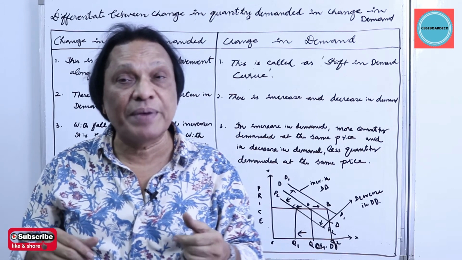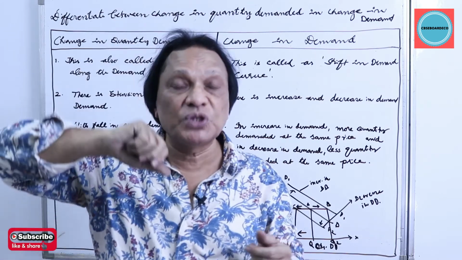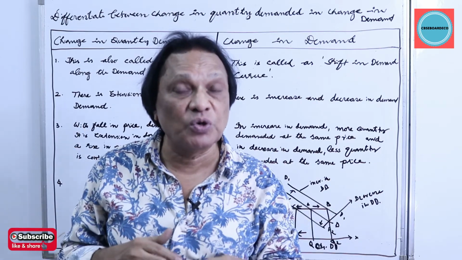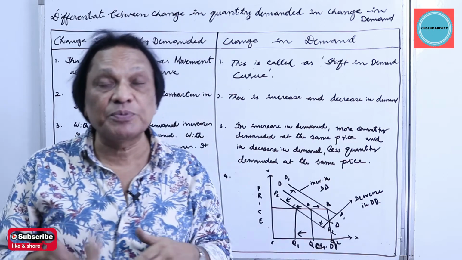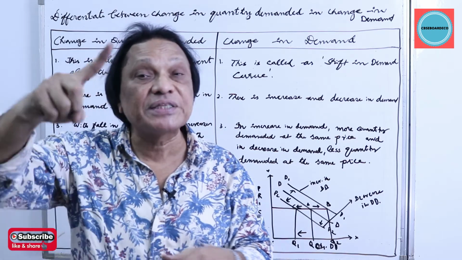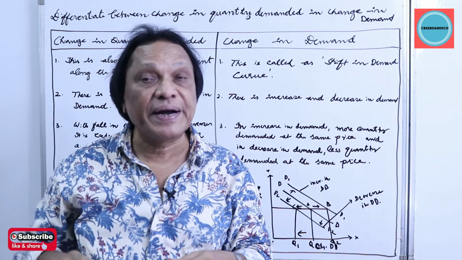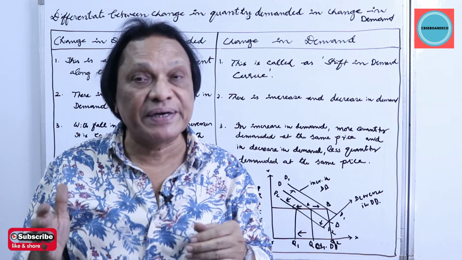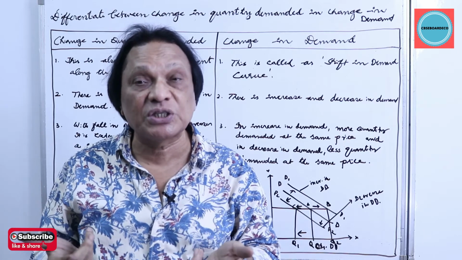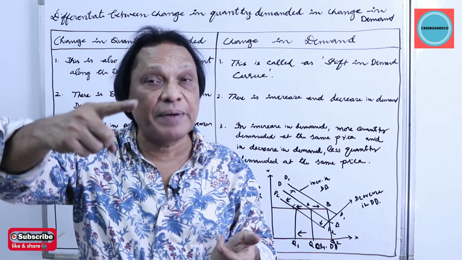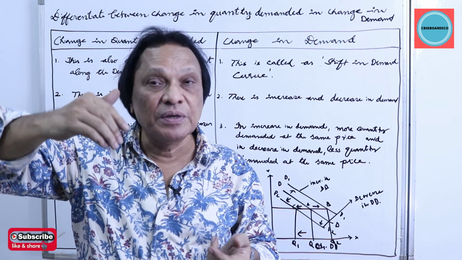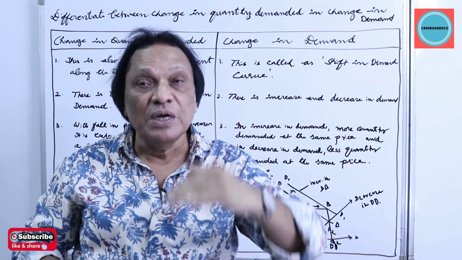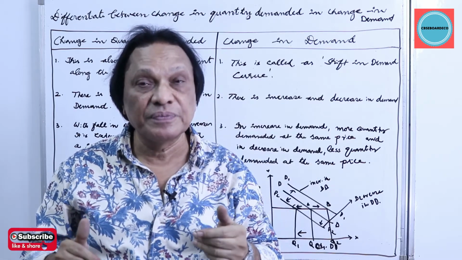Change in quantity demanded, there can be two changes here. This is exclusively due to changes in price. I told you change in demand is because of any other factors except the price. There are two changes in quantity demanded: extension in demand and contraction in demand. Extension in demand takes place because of fall in price. Contraction in demand takes place because of rise in price.